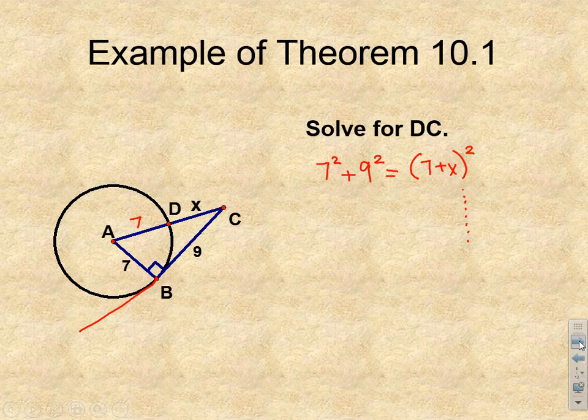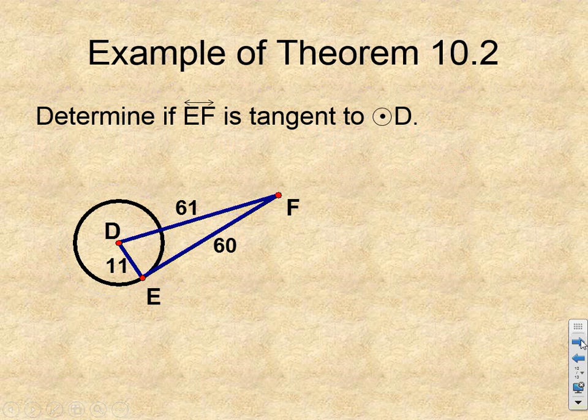Okay? All right, next up, let's look at using the converse. So we need to make sure that I have a tangent line and I have a radius. I need to make sure that those two are going to be perpendicular. So the converse says if the line is perpendicular to the radius of a circle at its endpoint on the circle, then the line is tangent to the circle. Okay, so let's prove that.